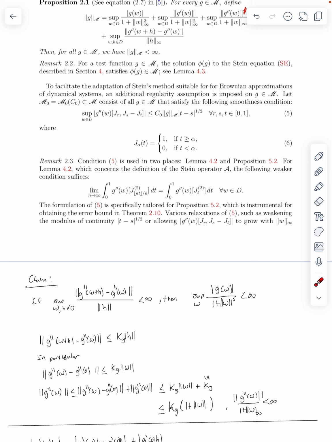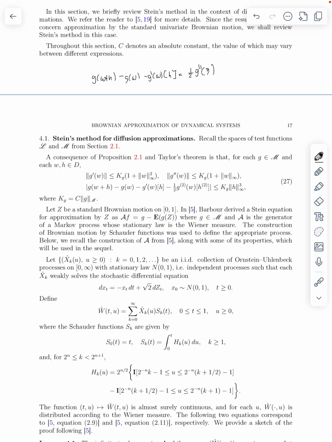So we know from Taylor's theorem that g of w plus h minus g of w minus g prime of w h is equal to 1/2 g double prime of some number times h squared. So this is h in both portions of this bilinear form, where this number is between w and w plus h, so it's w plus th for some t. In fact, let me give it that explicit form. This is w plus th, and then h squared.